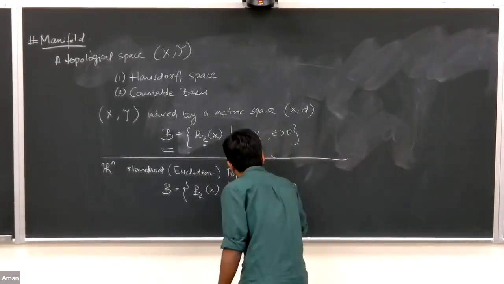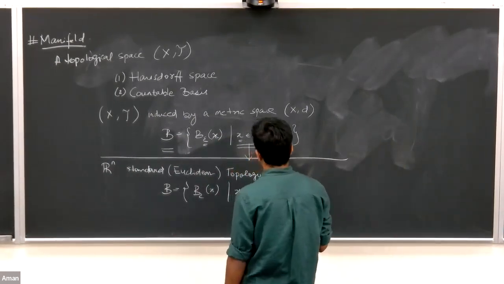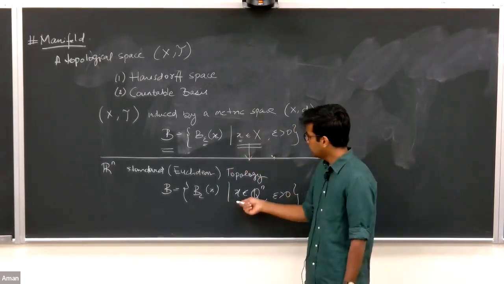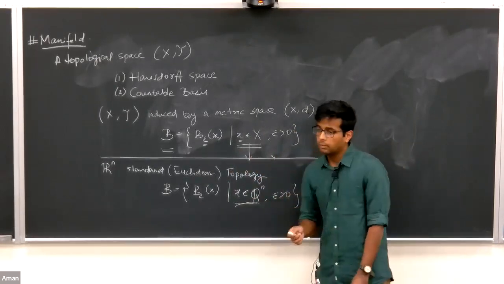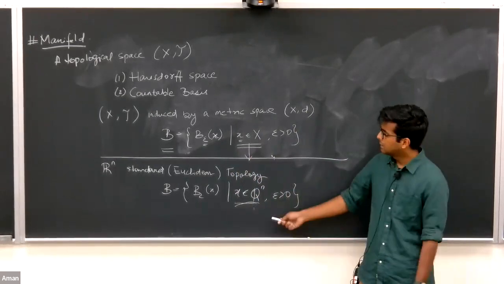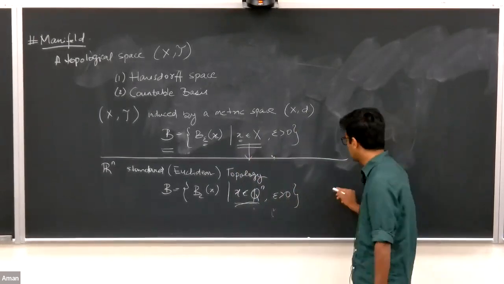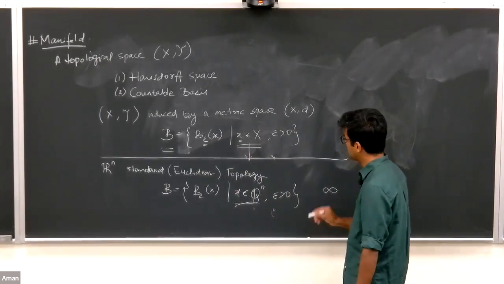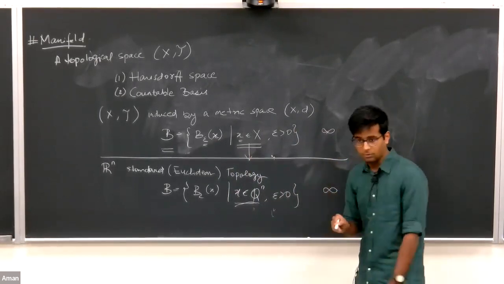So now what you'll see is because the X's are only picked from rational numbers and there's countably infinite rational numbers, this base is still infinite. There are infinitely many elements in this, and there's infinitely many elements in this also.